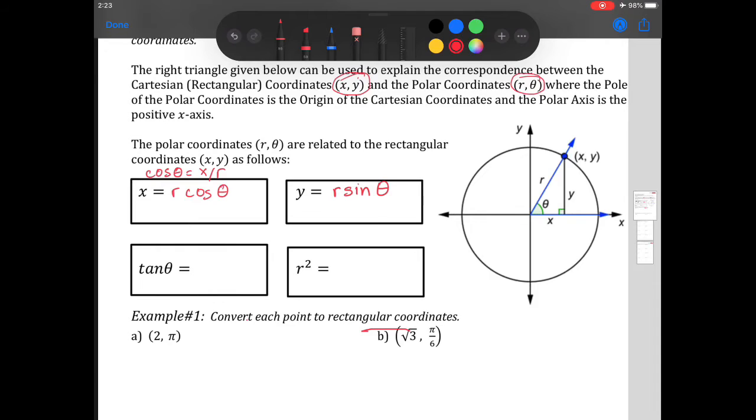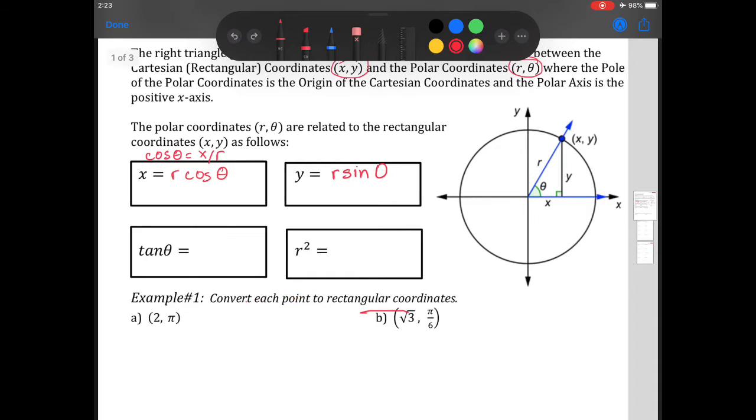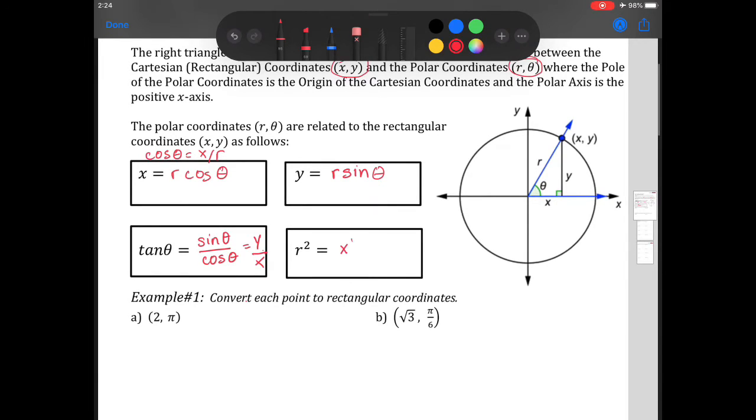What is tangent theta? We've done this for quite some time now. It is sine theta over cosine theta. If I write it in terms of x and y, it's y over x. And r squared? Going back to this triangle, using the Pythagorean theorem, r squared is x squared plus y squared. If I solve for r, I take the square root: r is the square root of x squared plus y squared.